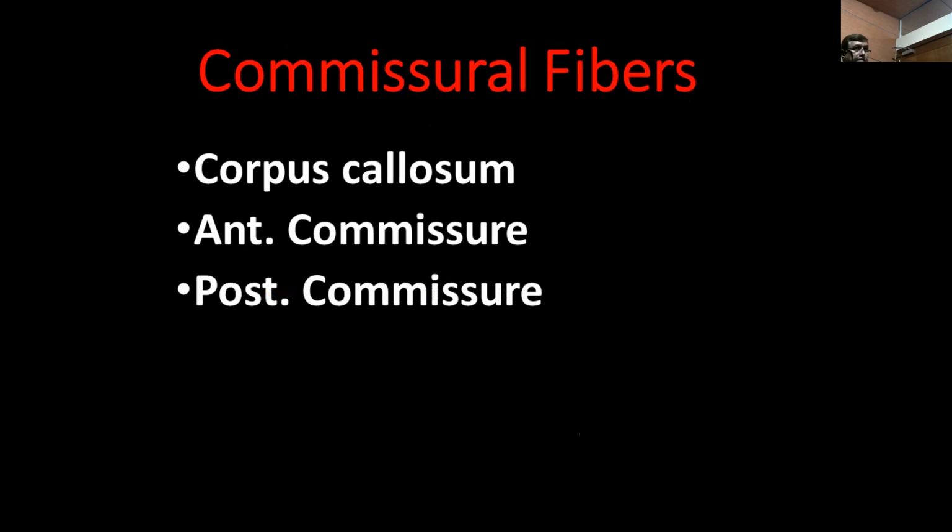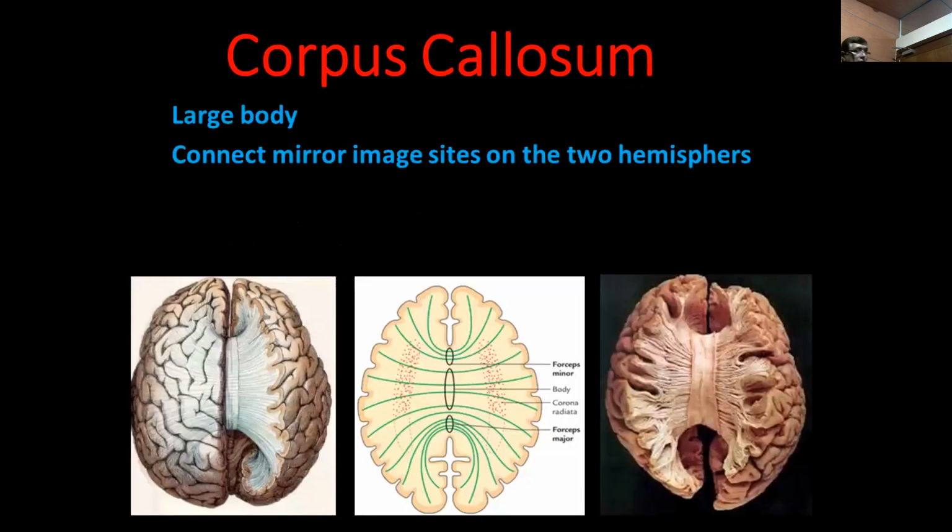And the three main types of this are the corpus callosum, the anterior commissure, and the posterior commissure. The corpus callosum is a midline structure connecting right and left, like this. Fibers go from one area to the other. Mirror image. So superior frontal gyrus to superior frontal gyrus, middle frontal gyrus to middle frontal gyrus, occipital to occipital. Because this is small or short, it's called forceps minor. This is long, it's called forceps major. So you can see this connecting right and left.